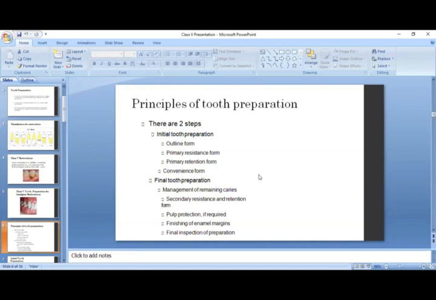The second stage is the final tooth preparation. First of all is the management of the remaining caries. How are you going to remove the carious agent? This is again the rule of thumb. Please keep in mind that you are not supposed to leave any of the carious agent remaining on the tooth structure, no matter what. If you leave any of the carious region on the tooth structure, that causes much harm to the tooth structure. First of all, it causes the progression or increase of the carious region.